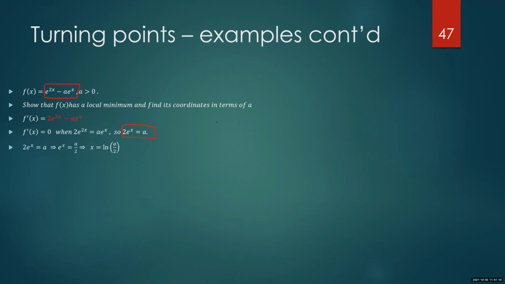So to move on, 2e to the power of x is equal to a, and so therefore e to the power of x is equal to a over 2, and so therefore x is equal to the natural log of a over 2. So what we have found is that when x is equal to the natural log of a over 2, y is equal to 0. We now need to carry on and determine, is this a local maximum or a local minimum?